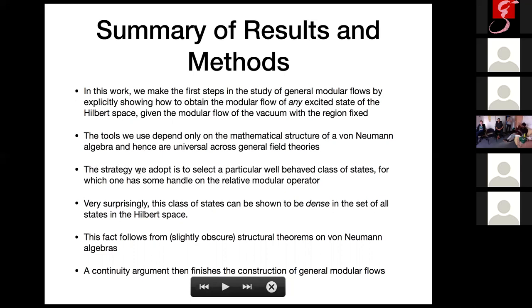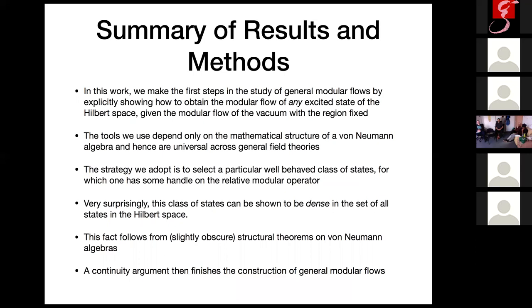Here I'm also outlining the strategy that we are going to adopt. We are going to take a particular class of states, and I will specify what class of states we are interested in. Then we'll be able to write down something called the relative modular operator, which I'll also define subsequently. Given this object, it's easy to construct the modular flow of that particular excited state. The relative modular operator is the operator generalization of the relative entropy.